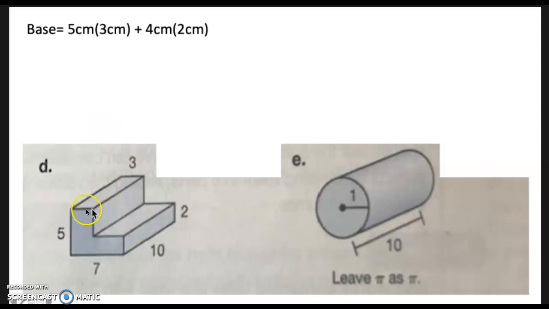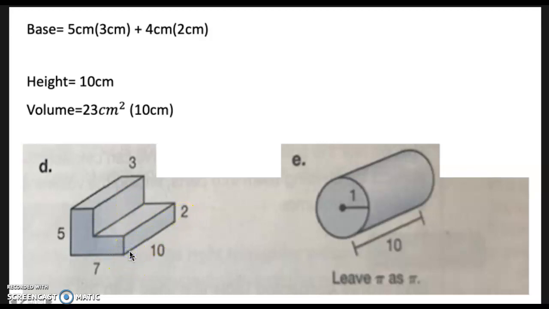So here's our base. So we're going 5, right, times 3 centimeters. So we're going to find the area of this, and we're going to add that to the area of this, which this is going to be 2. And then right here, from here to here is going to be 4, because we're going to cut that 7, right? We're going to take 3 out of it. And then our height would be our length of this, which is going to be 10. So our volume of this irregular shape is going to be 23 centimeters squared times 10. Our 23 centimeters squared, remember that came from the area of our base.